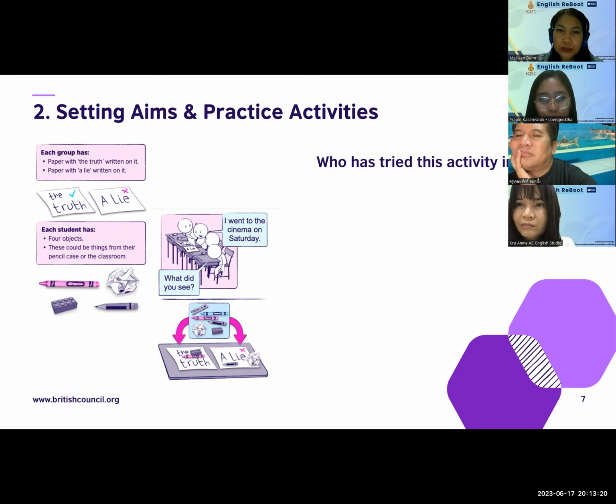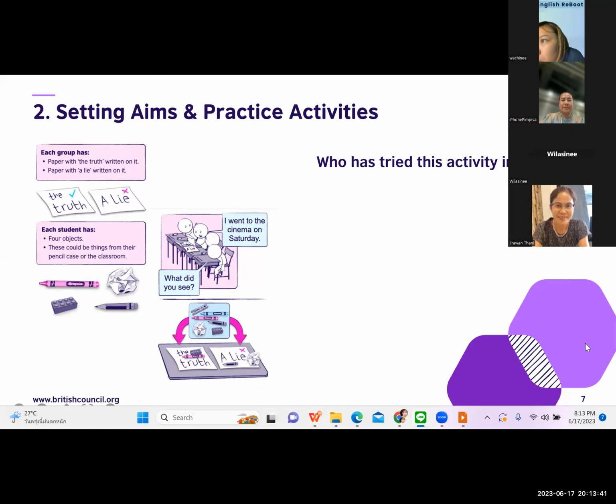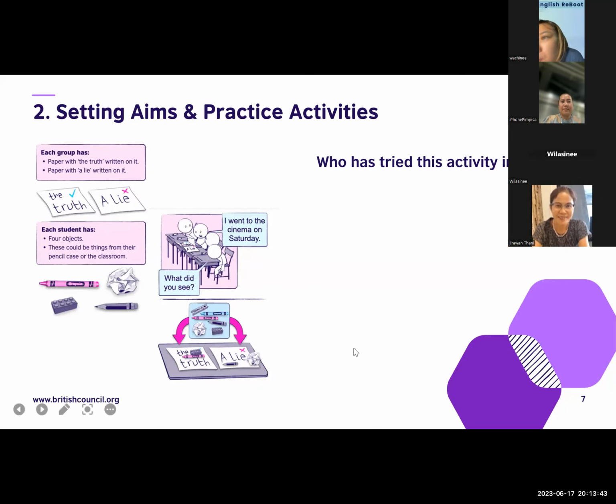And then they need to prepare the sentence first. After that, one reader reads, one by one, until the end, like the person at the table. And then if they are correct, they get it for their friends. And for the correct answer, they can get their thing back. But if they cannot answer correctly, that means their objects will be put in the center of the group table. So this one is very fun.